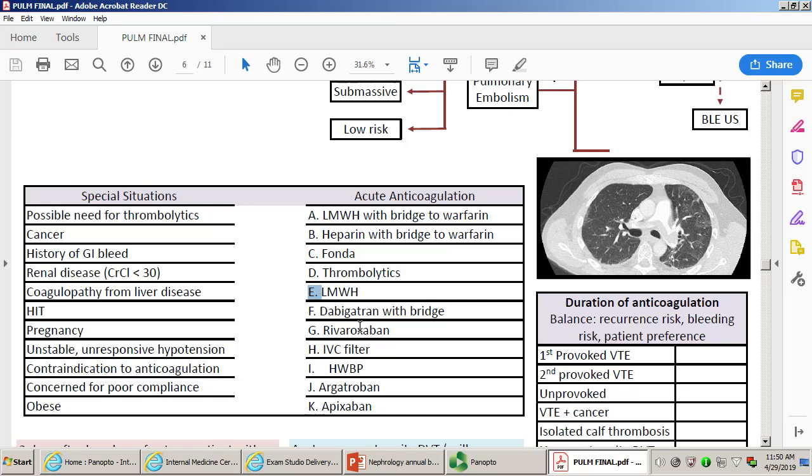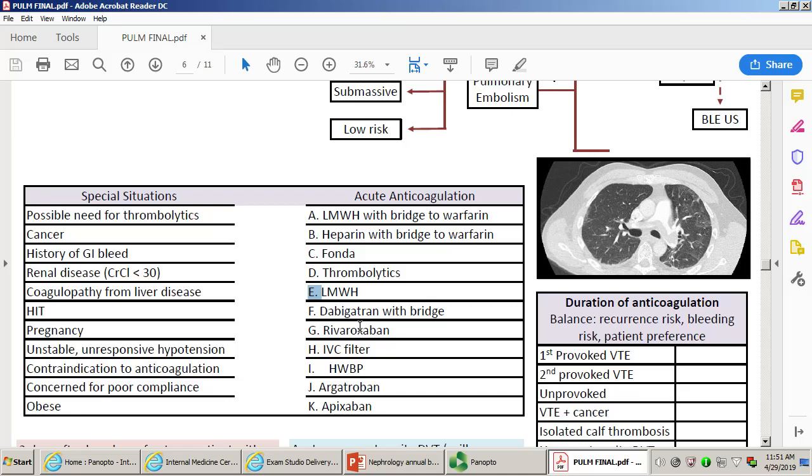Pregnancy, anticoagulation of choice: low molecular weight heparin. Unless it's a mechanical valve. If it's a mechanical valve, it's warfarin. If it's a mitral, it's warfarin. But acutely, in the setting of an acute PE, Lovenox.